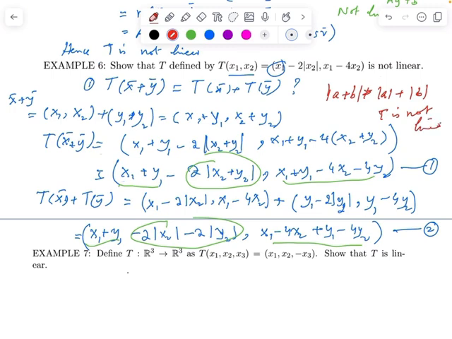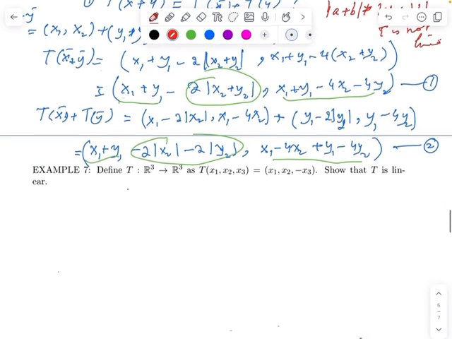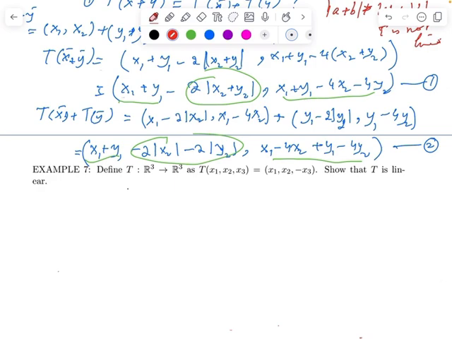So now that we check this property is not being satisfied, we do not need to check the second property. Okay, let's look at the next example. It says define T from R3 to R3 as T of x1, x2, x3 becomes x1, x2, negative of x3. So this vector is being mapped onto x1, x2, negative x3. So we have to show that T is linear.